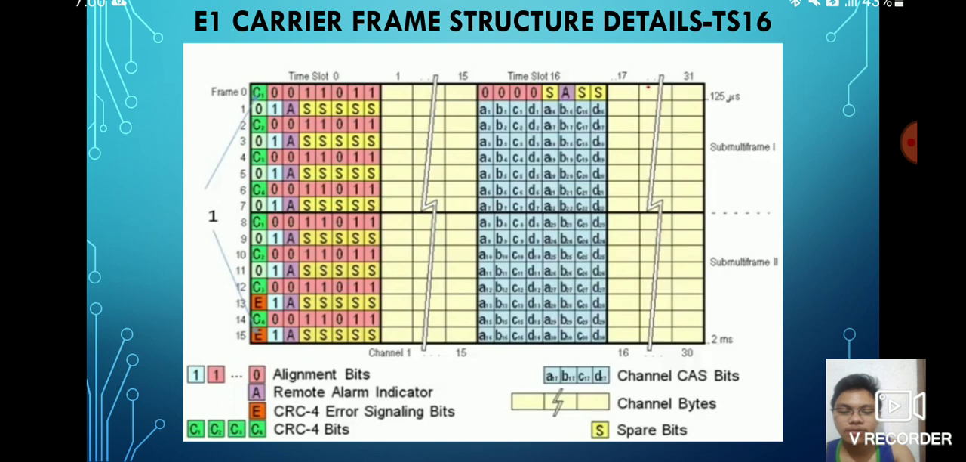positive negative 2 ms. When bits B, C, or D are not used, they should have the values B equals 1, C equals 0, and D equals 1. It is recommended that the combination of 000 of bits A, B, C, and D should not be used for signaling purposes for channels 1 to 15.